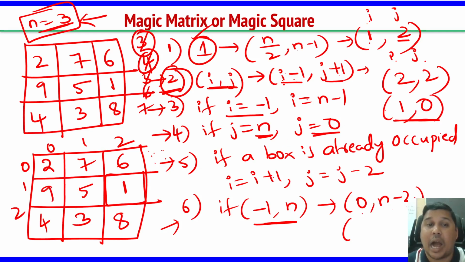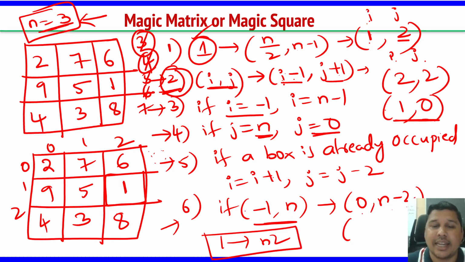This way, how long should I repeat? I should repeat it from 1 to n square. I have to repeat my for loop from 1 to n square. See, when n is 3, after 1 to n square, iteration is over. We got the magic matrix. You can verify that we got the actual magic matrix. Okay, so this is the procedure of filling or generating a magic matrix of given dimension, right?